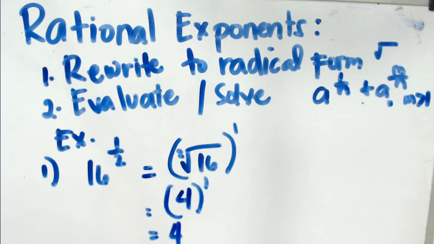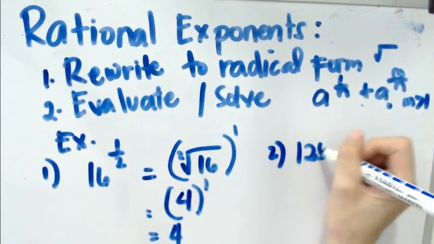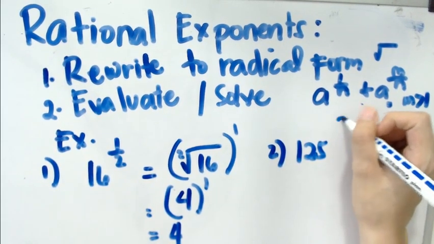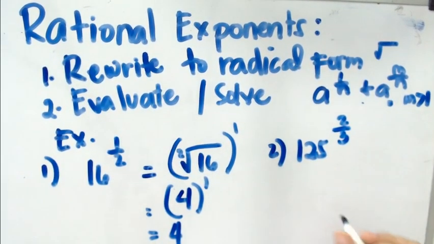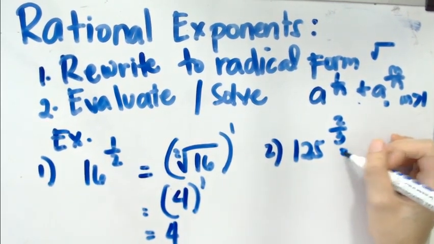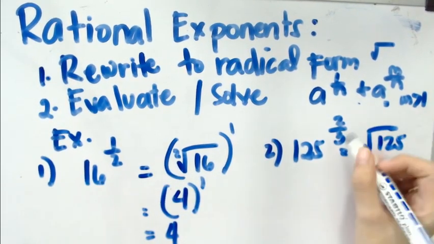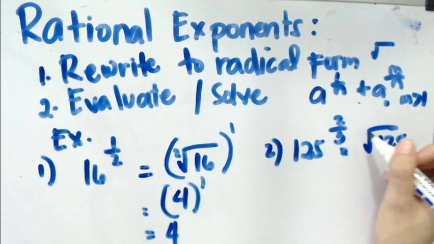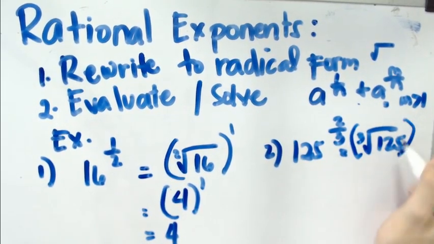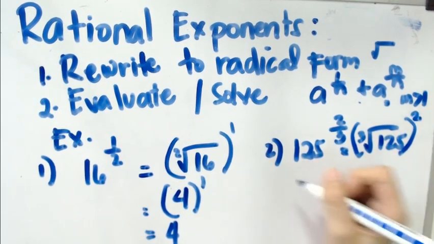Next, how about if we have a numerator greater than 1? Example, if we have here 125 raised to 2/3. Again, we rewrite it into radical form. This equals 125. The number at the denominator will be the nth root, and the number at the numerator will be the other power or another raise.